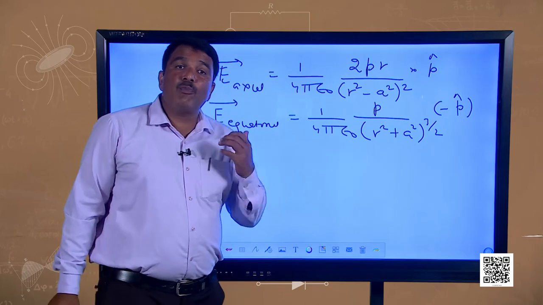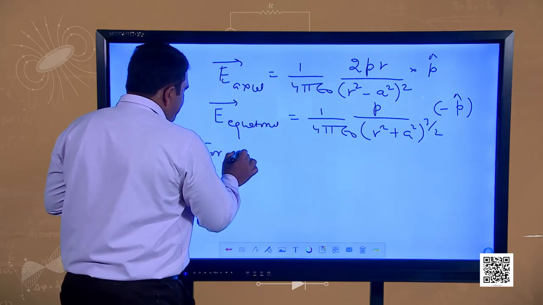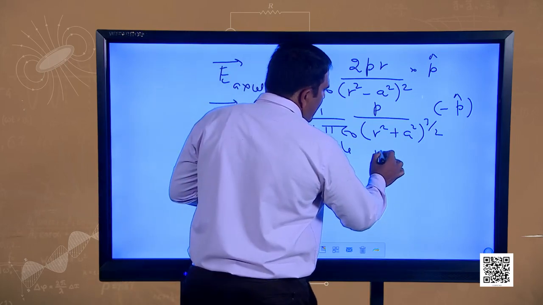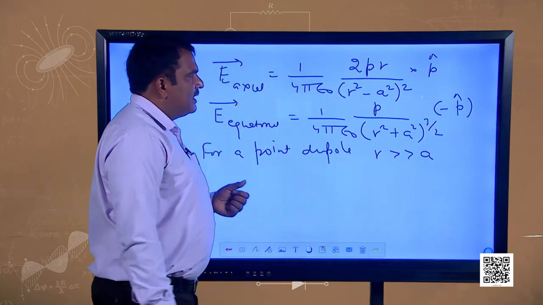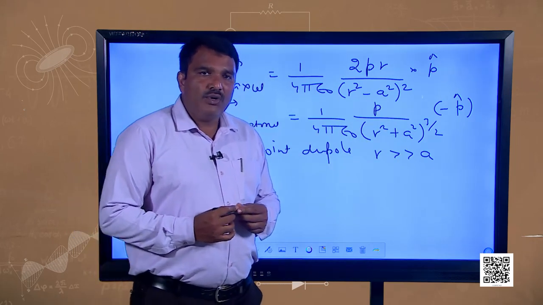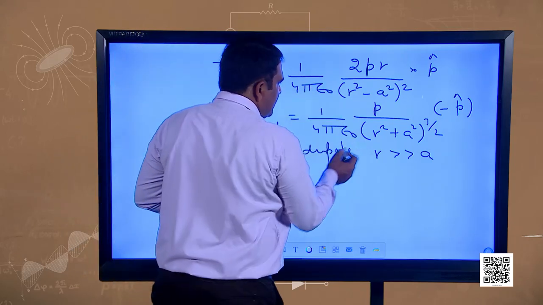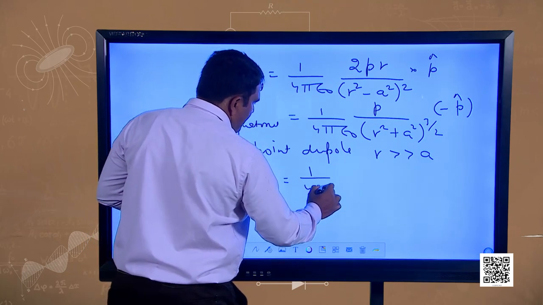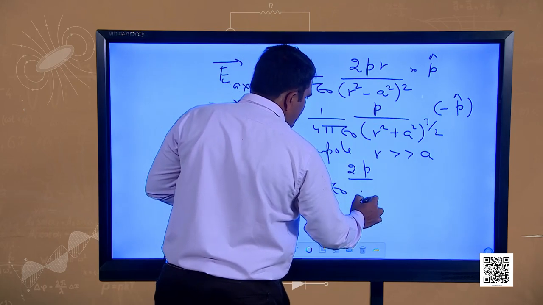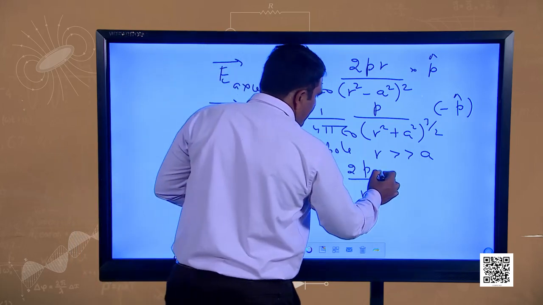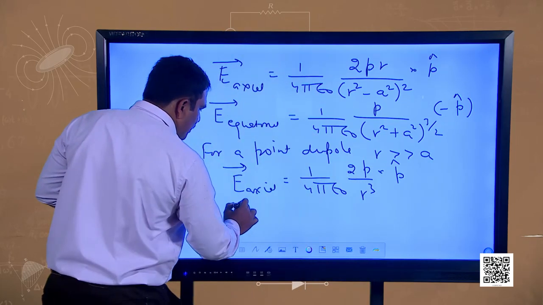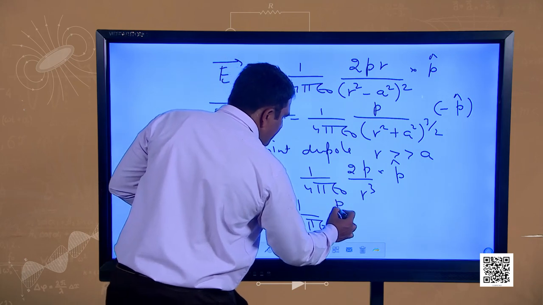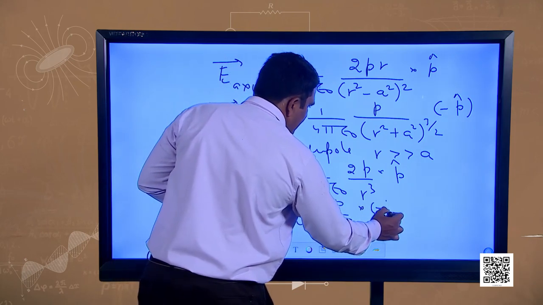Now, if the dipole is a point dipole, we can take r as very much greater than a. That means a square can be neglected as compared to r square. And these two formulae will become: electric field on axial line will become 1 by 4 pi epsilon naught 2 p by r cube multiplied by p cap. And electric field on equatorial line will become 1 by 4 pi epsilon naught p by r cube multiplied by minus p cap.